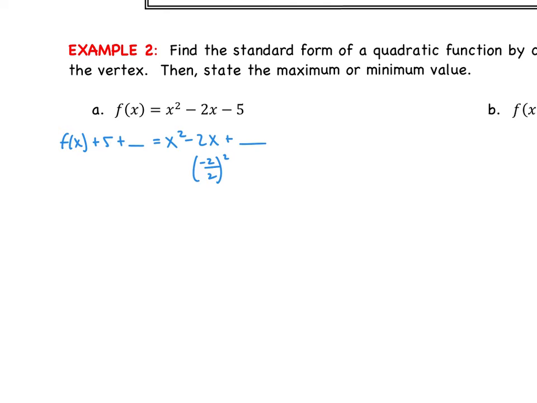So negative 2 divided by 2 is negative 1. Negative 1 squared is positive 1. Positive 1. If I do this correctly, the right side should factor. Looking for two numbers that multiply to 1 and add to negative 2. What are those? Multiply to 1 and add to negative 2? Negative 1 and negative 1. So that is (x minus 1) times (x minus 1). If you remember, those numbers should always be the same. So that becomes (x minus 1) squared.